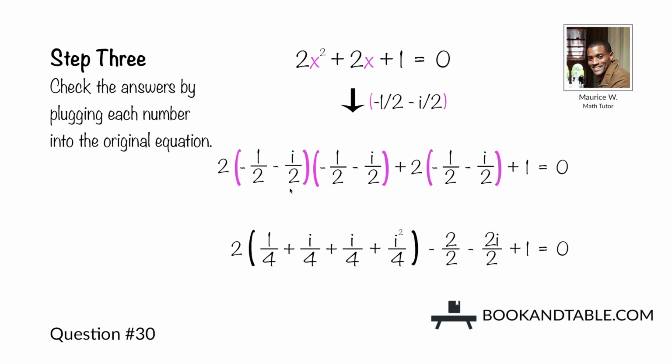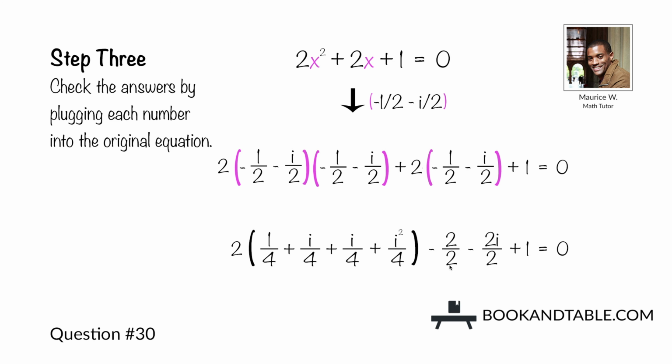And now we multiply this term here times each of these. So we get negative i times negative 1, which is positive i, over 2 times 2, which is 4. Then it's negative i times negative i, which is positive i squared, over 2 times 2, which is 4, plus 2 times negative 1, which is negative 2 over 2, here. 2 times negative i is negative 2i over 2, plus 1 is equal to 0.